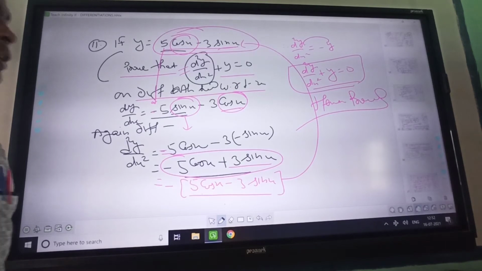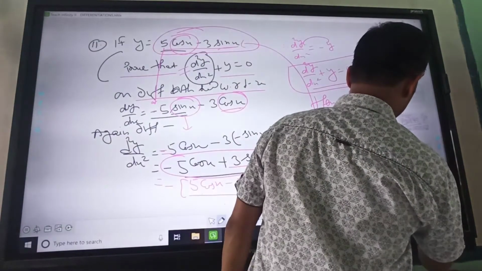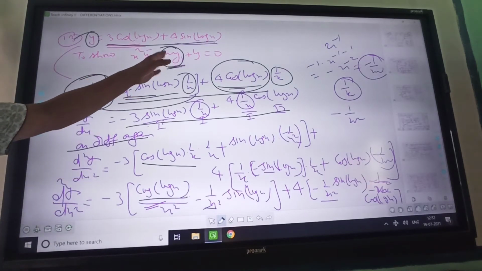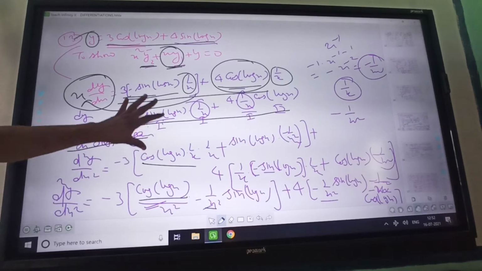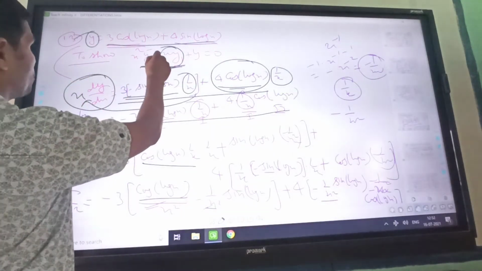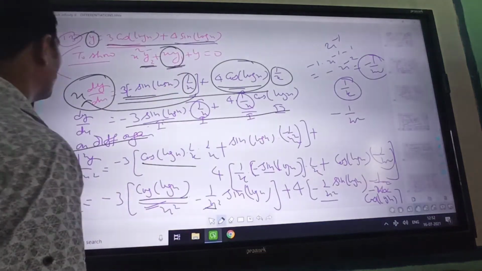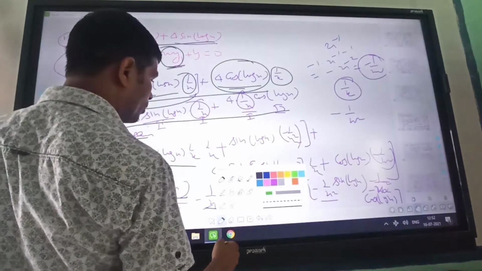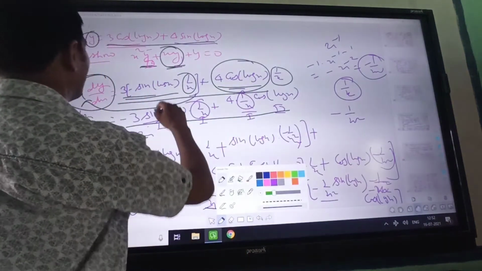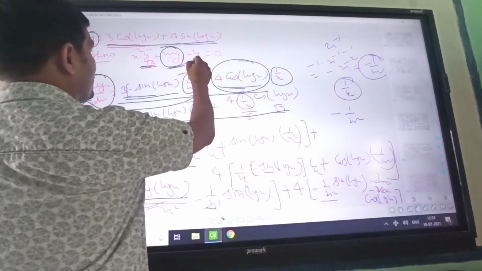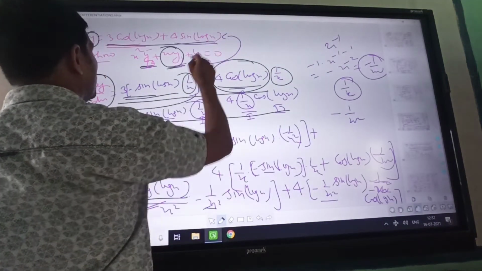So now we are moving to one more question. That is, y equals to 3 cos log x plus 4 sin log x. And you have to show that x square y2 plus x y1 plus y equals to 0. What is y2? y2 means double derivative, and y1 means single derivative. Is it okay? And y is this one.